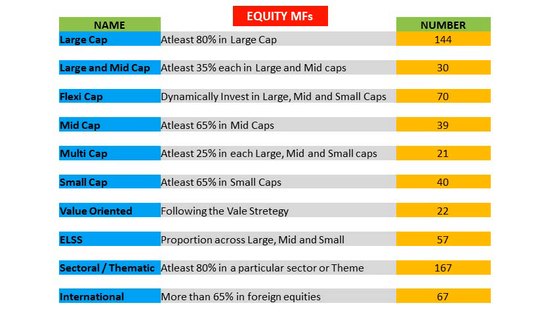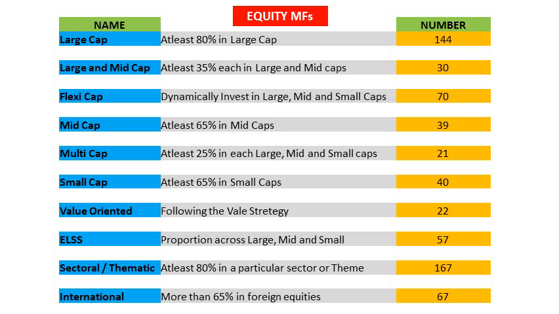Next one is value oriented funds. The people choose only the more value oriented stocks, and the fund managers call these value oriented funds. The number of funds available as of today is 22. ELSS, everybody knows, is the equity linked savings scheme, the tax savings fund. Here also there are no limitations. They can play as per the proportion across large, mid and small. Number of funds, 57.